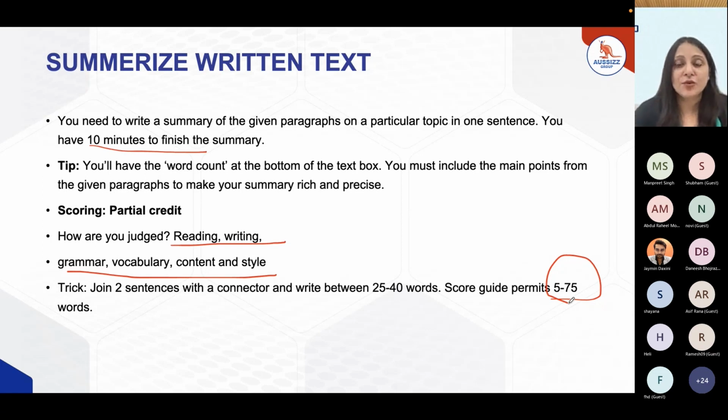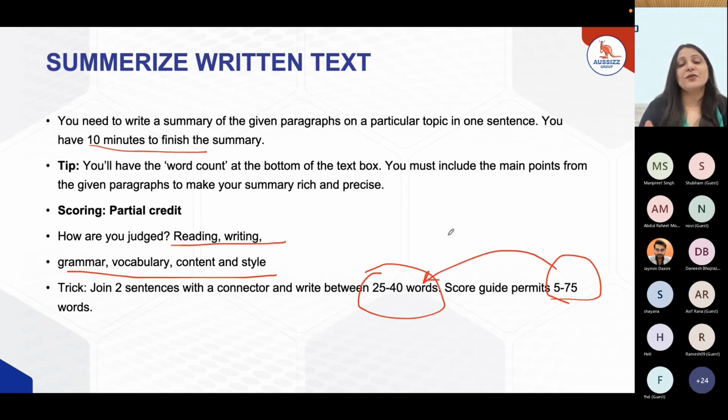Development of the sentence can go wrong. So all these errors could be there if you're writing 70 words in your answer for one sentence, or 60 words, right? Write less. My strategies do involve writing between 25 to 40 words. Yes, it is allowed. If you check the score guide, the word limit is 5 to 75, and I follow a word limit of 25 to 40 words.